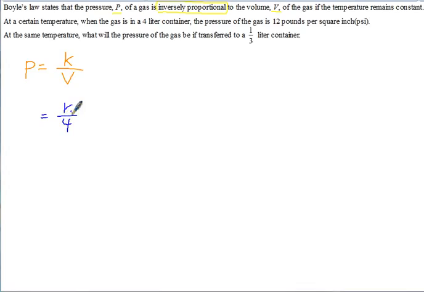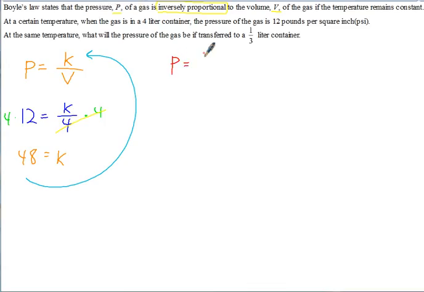We don't know the proportionality constant. The pressure of the gas is 12 pounds per square inch, which we abbreviate as PSI. So this one, to solve for K, you would just multiply both sides by 4, reducing the 4 there, so that would give you K is equal to 4 times 12, 48. We can substitute that back in here. We get our equation for the pressure of the gas is 48 divided by the volume of the gas. And then it says, at the same temperature, what will the pressure of the gas be if it is transferred to a 1/3 liter container?